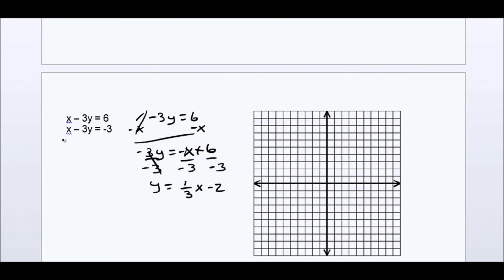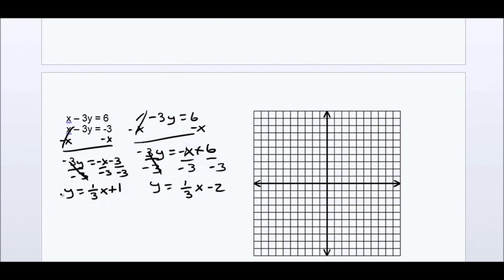Now the second one. x minus 3y equals negative 3. Subtract x from both sides so I could zero that out. I want y by itself. Negative 3y is equal to negative x minus 3. Divide everything by negative 3. So y is equal to 1/3 x plus 1.